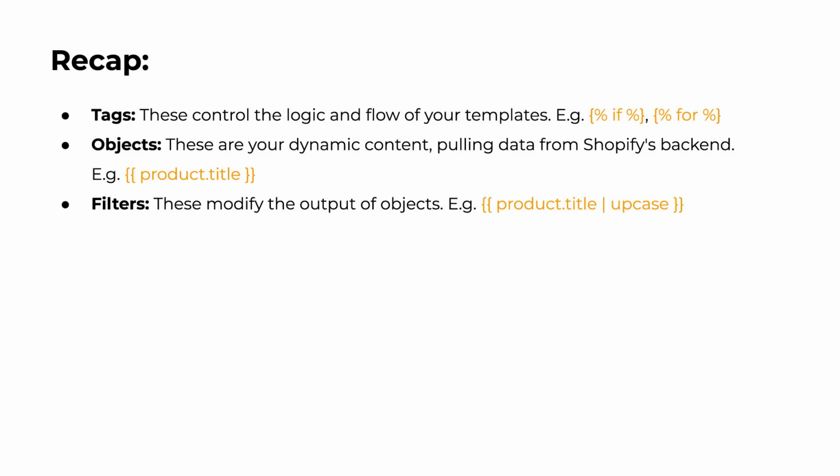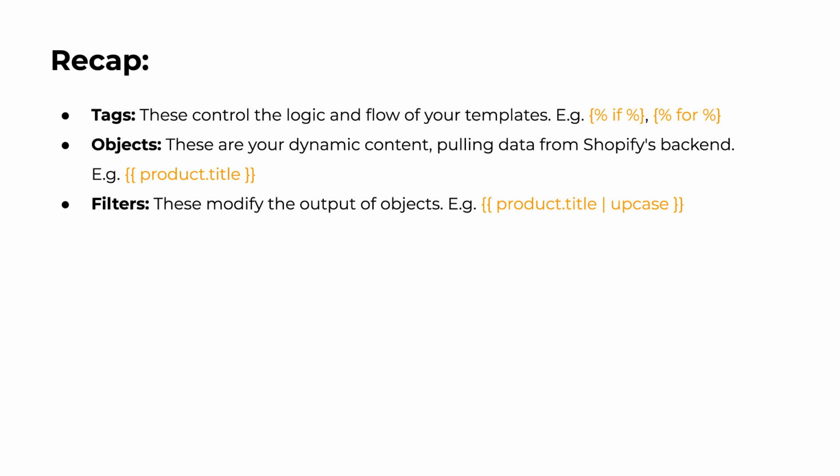Alright, let's do a quick recap of what we have covered today. We talked about the three core concepts in Liquid. Tags. These control the logic and flow of your templates, like using if tag for conditions and for tag for loops. Objects. These are your dynamic content pulling data from Shopify's backend, like product and customer information. Remember, some objects are global and can be used anywhere, while others are specific to certain templates.